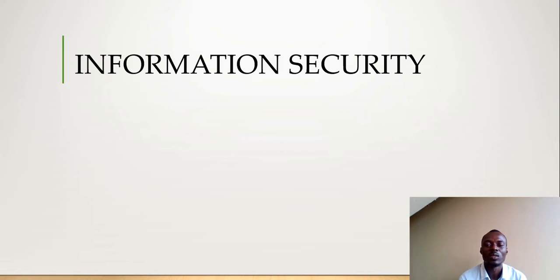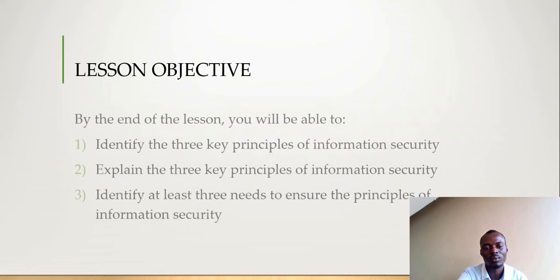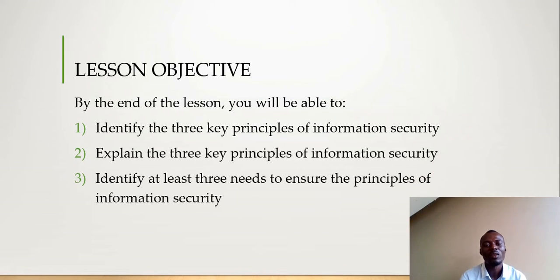Before we get into details, let us first consider what objectives we have for this lesson, so that we can have a clear focus as we learn. By the end of the lesson, you will be able to: 1. Identify the 3 key principles of information security. 2. Explain the 3 key principles of information security. And 3. Identify at least 3 needs to ensure the principles of information security.